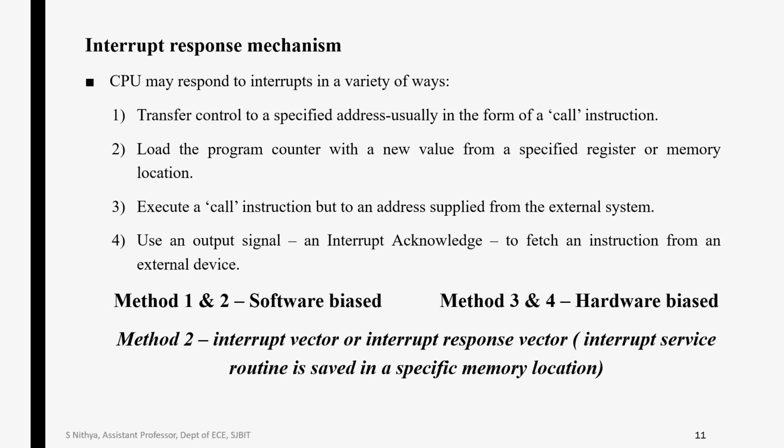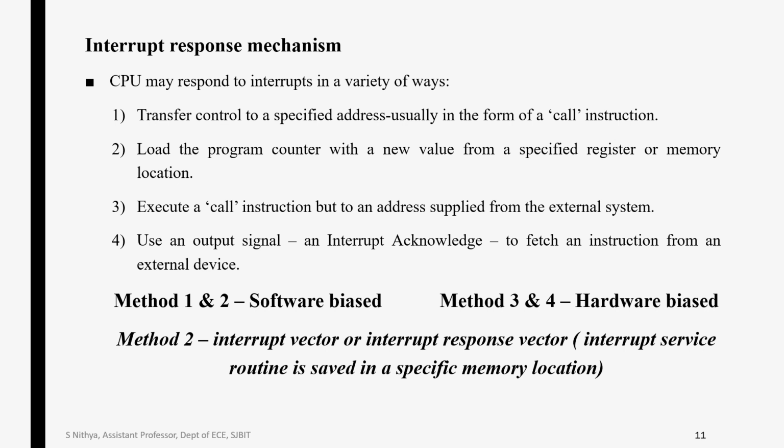Now the interrupt response mechanism: how the interrupt will be responded to. The CPU may respond to an interrupt in a variety of ways. One is to transfer control to a specified address, usually in the form of a call instruction, and load the program counter with a new value from specified registers or a memory location. Another is to execute a call instruction where the address is supplied from the external system. Another is to use output signals and an interrupt acknowledge to fetch an instruction from an external device.